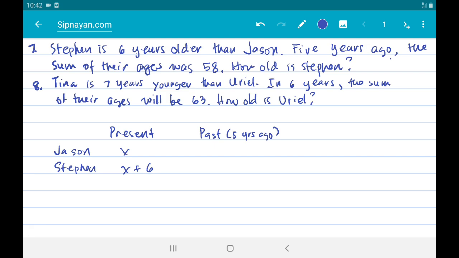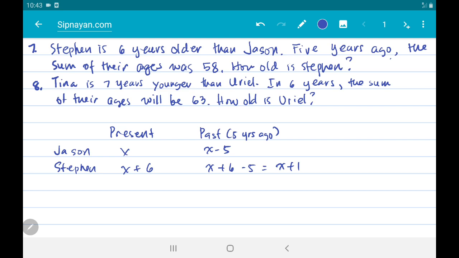5 years ago, ano mangyayari sa mga ages nila? Syempre mapapawasan, di ba? Mas bata sila that time ng 5 taon. So, 10 years old si Jason. 5 years ago, 5 years old lang siya. So, 10 minus 5, di ba? So, since x years old siya ngayon, x minus 5 siya 5 years ago. Ganito rin, minus 5 din tayo dito. X plus 6 minus 5 or x plus 1, kasi ang 6 minus 5 is 1. Tapos x plus 1. Okay?